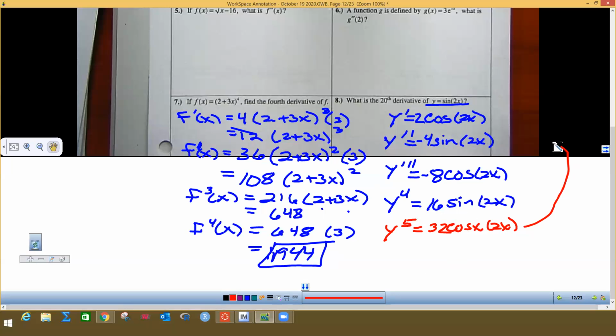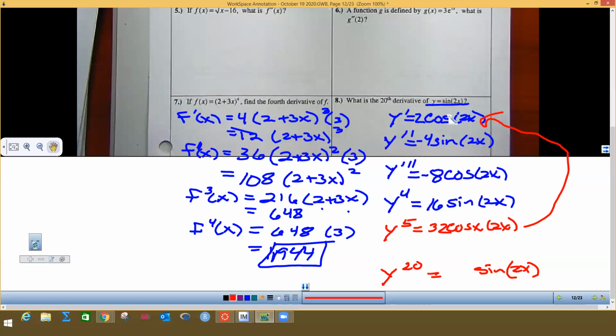Now if I look at this one and I look at this one, they're very similar except for the number in front, right? So it looks like to me they're going to start repeating every fourth time. Does that make sense to you? Every fourth time, they're going to be the same thing, right? So what that tells me is that 4 goes into 20 with no remainder. So when I get to the 20th one, if I keep this pattern going, I'm going to end up with a sine of 2x, because that's a multiple of 4. Every fourth one's going to repeat back to the first one.